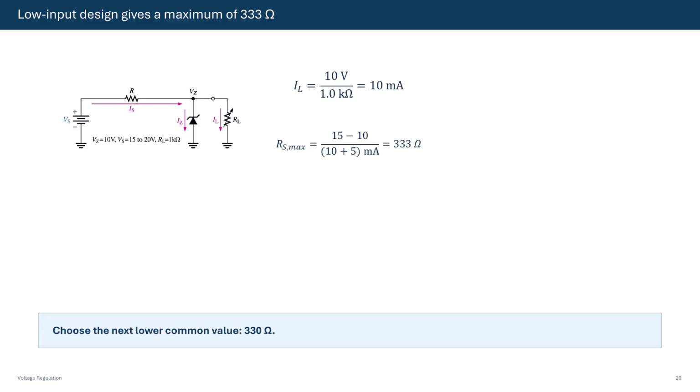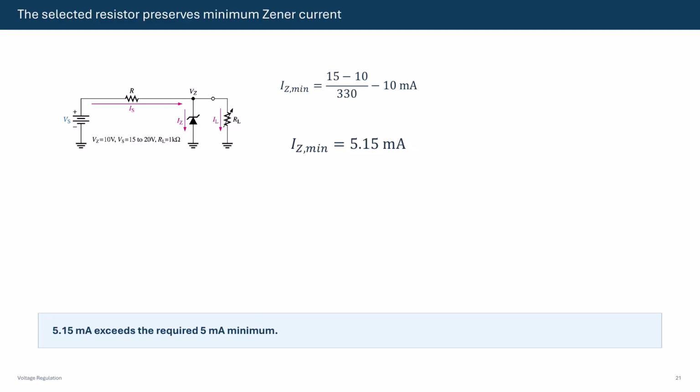At minimum input, the resistor must supply 10 mA to the load plus at least 5 mA to the Zener. The maximum allowed resistance is therefore 333 ohms. Choose the next lower common value, 330 ohms. Now verify the chosen 330 ohm resistor at the low input condition.